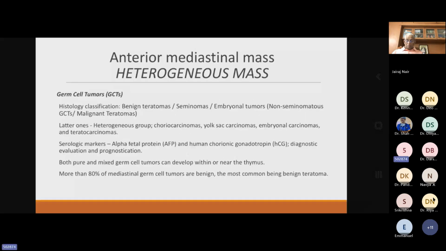Histologically, they can be benign teratomas, seminomas, or non-seminomatous, including embryonal tumors, yolk sac tumors, and teratocarcinomas. Serological markers, alpha-fetoprotein and HCG, are used for diagnostic evaluation and prognostication. Both pure and mixed germ cell tumors can develop within or near the thymus. More than 80% of mediastinal germ cell tumors are benign, the most common being the benign teratoma.